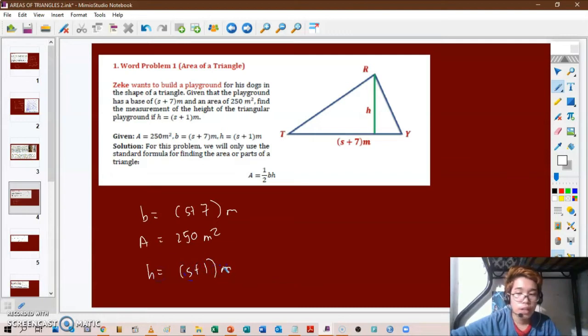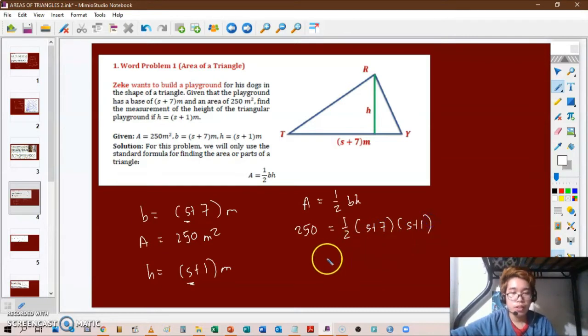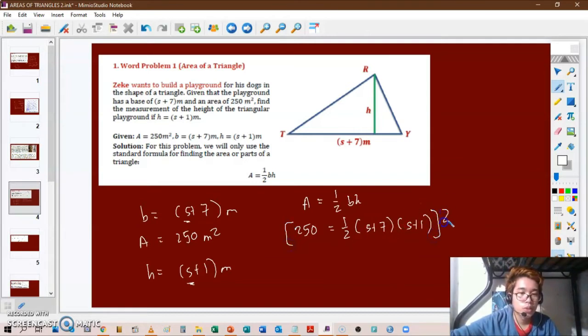From this problem, we need to solve for the value of s. How can we solve for the value of s? Let us use the area of a triangle. The area, which is equal to 250 square meters, is equal to 1/2 times the base, which is s plus 7, times the height, which is s plus 1. We can solve for s by multiplying the entire equation by 2.